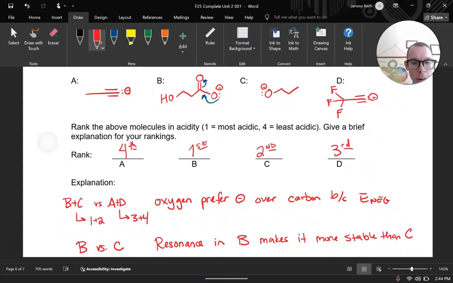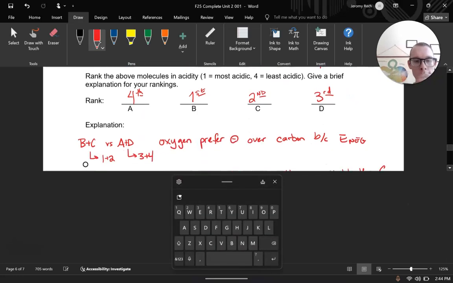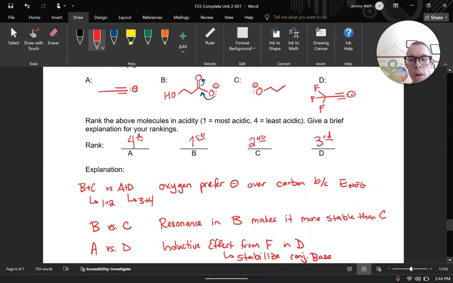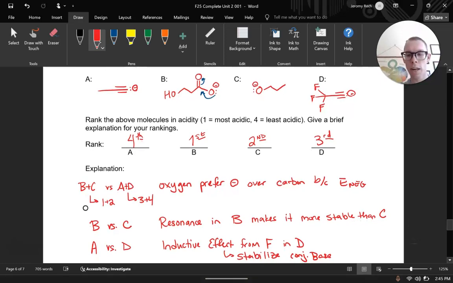I'll zoom out to try to capture all of that in just one image. So in terms of my relative comparisons here, the very first thing I'm doing is looking at what is actually holding that charge. Oxygen is going to win out over my carbons, so that gives me B and C in one camp and A and D in a different one. B has the ability to do resonance, so it's going to win out over C. And then D has some inductive effect, so it's going to win out over A.